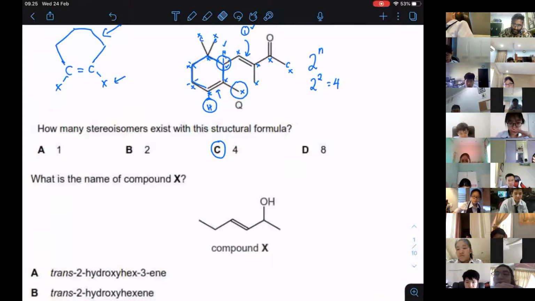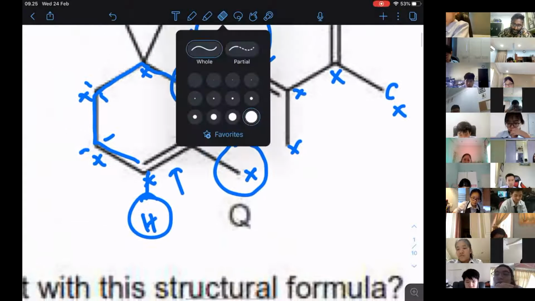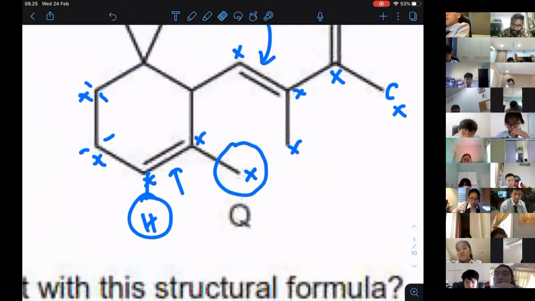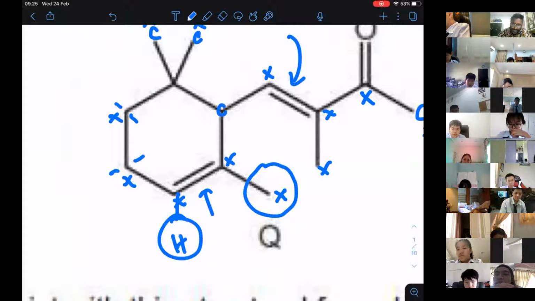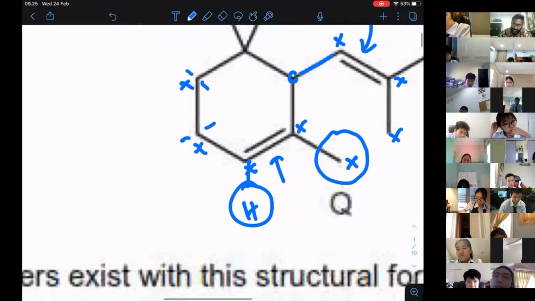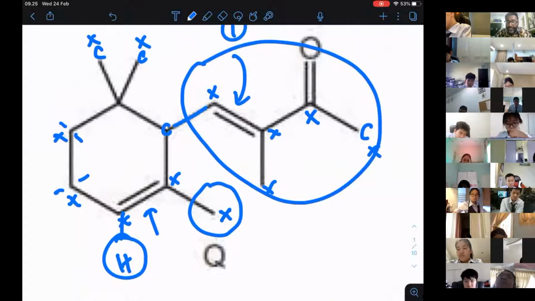How do we know that the carbon you circled is a chiral carbon? Because we just want to look for 4 different groups. So you can see that this is the carbon, and it is going to be attached to this particular group. This entire thing is one group.